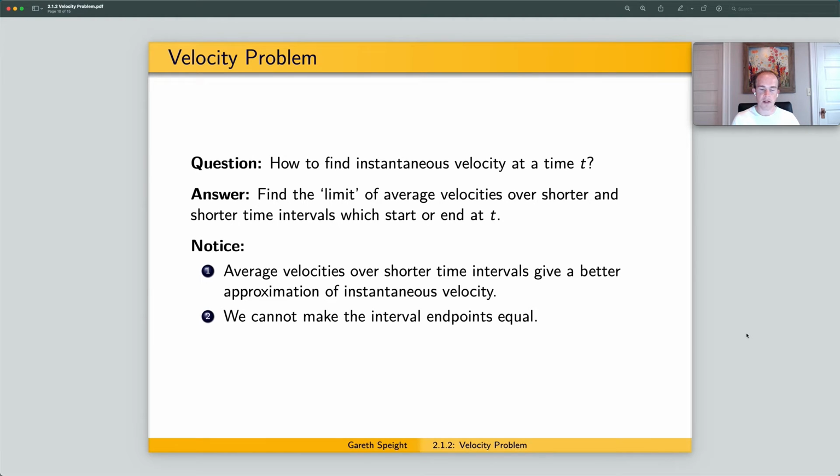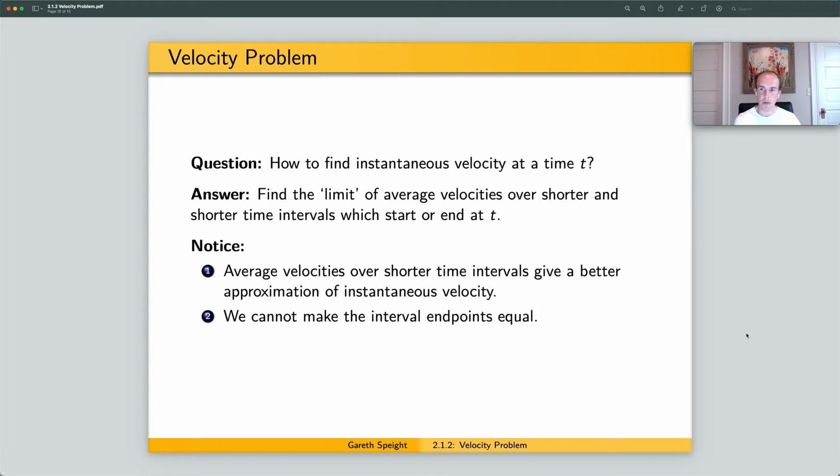Okay, and we are looking at shorter and shorter intervals that start or end at t. It feels like we want to just knock it out and make the interval as small as we like, just make the interval have length 0. But of course, that doesn't make any sense, right? We can't do a calculation over an interval that has length 0. It wouldn't be an interval, it would just be one point.